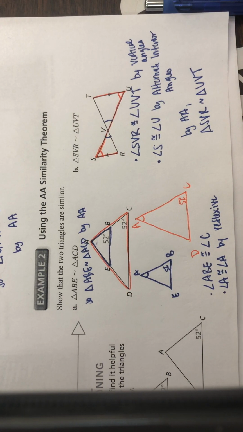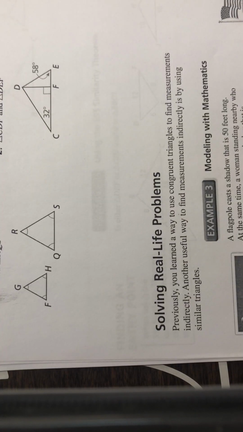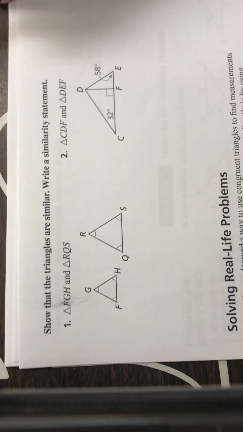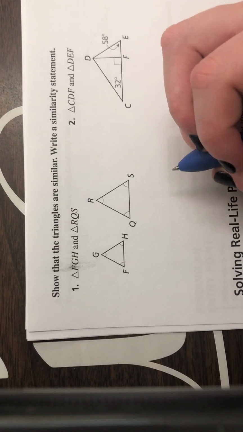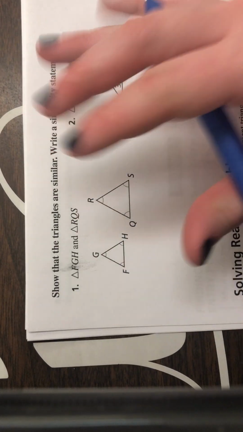And when you get done there, you can turn the page. Up at the top here, we should see some more examples of those. It says show that the triangles are similar and write a similarity statement. So it's exactly what we were just doing. Just 2 more ways that they might show you. In example 1 here, the first example, a part of this.